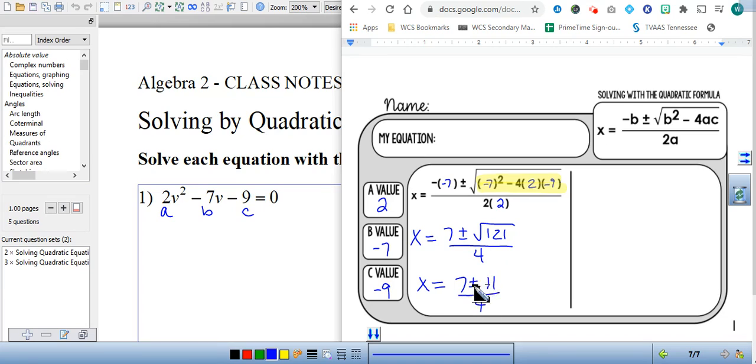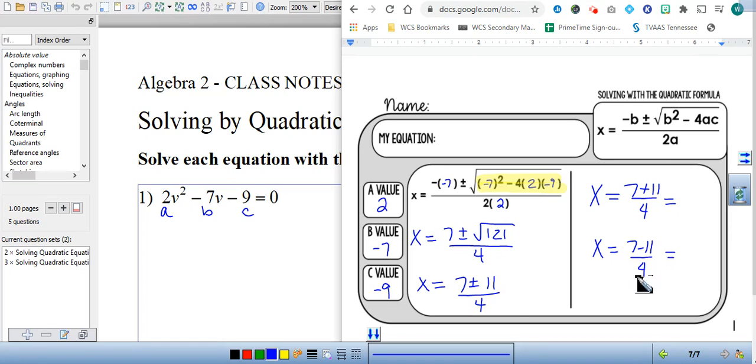Now, when there are no longer any radicals in the problem, this is a problem that I can actually go ahead and solve, and I'll get 2 answers. So I'm going to break it into 2 parts. The first one would be 7 plus 11 over 4. And the second would be 7 minus 11 over 4.